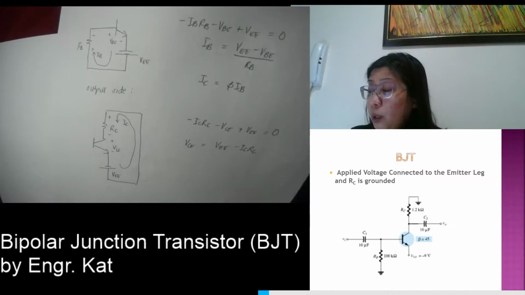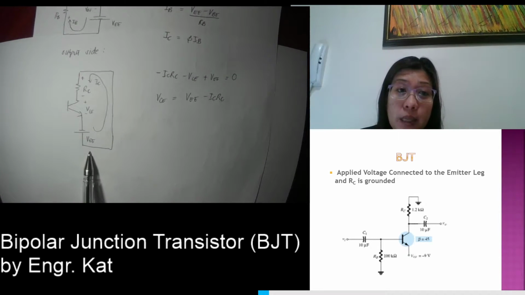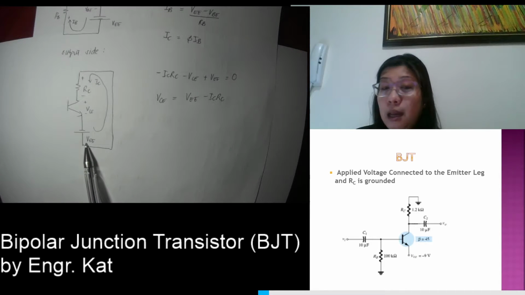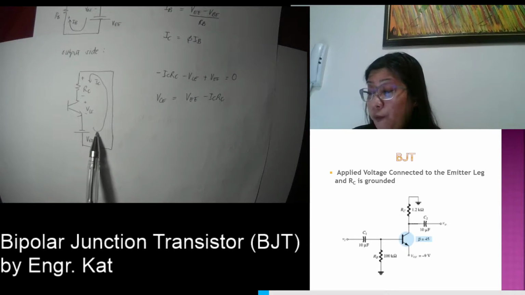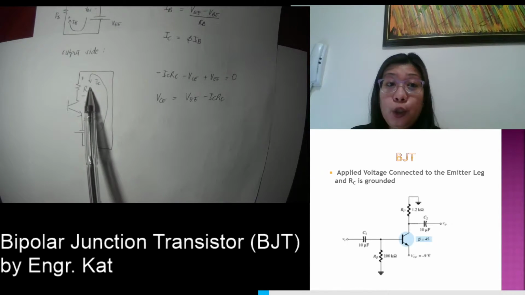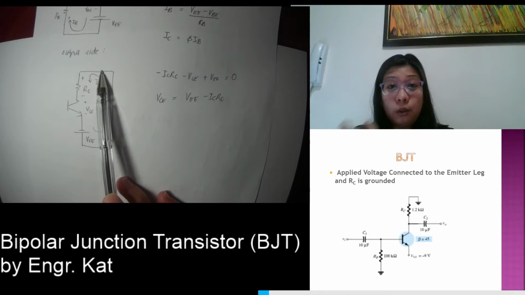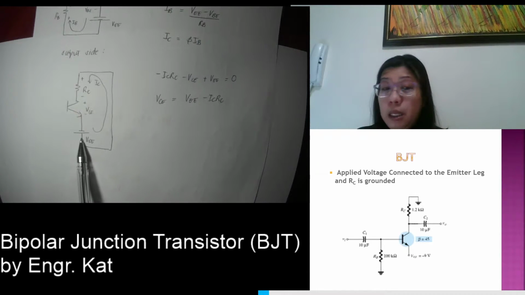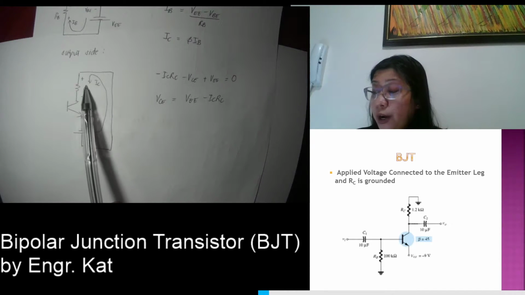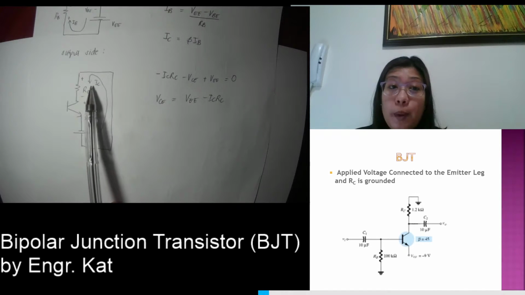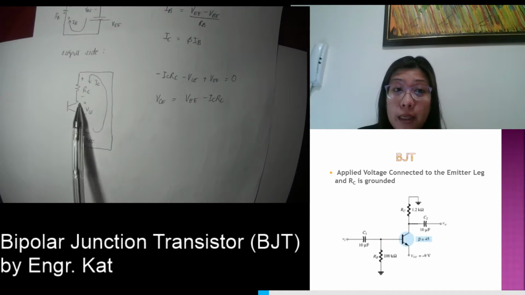At the output side, what will be the difference? The difference at the output side is your source is still at the emitter side. So if we follow the polarity of your source, your current will be flowing from the negative to the positive of the source. So you have here your plus and minus RC. Since our RC is grounded, it is the one connected to the other terminal of your source, which happens to be the positive polarity of your VEE. So we have here your IC. Upon entering RC, we have a voltage drop here, plus and minus. We still have your VCE here, plus and minus VCE.